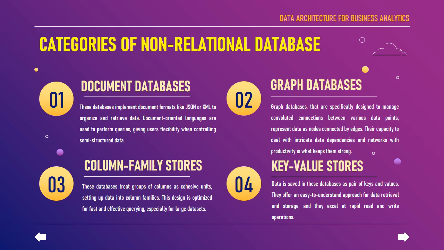Coming up to the third category, column family stores. These databases treat groups of columns as cohesive units and set up data into column families. This design is optimized for fast and effective querying, especially for large data sets. And then the fourth category, key value stores. The data here is saved in the database as pairs of keys and values. Usually they offer an easy to understand approach for data retrieval and storage, and they excel at rapid read and write operations.